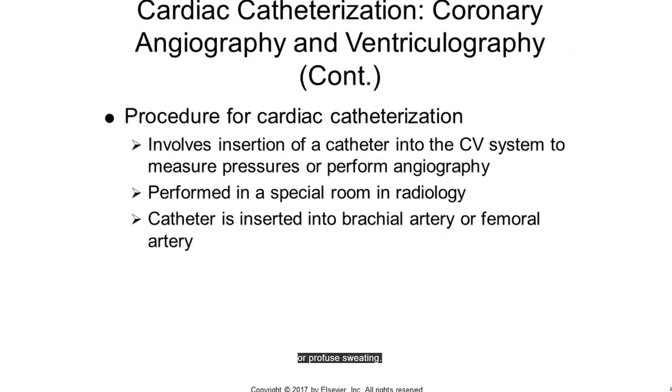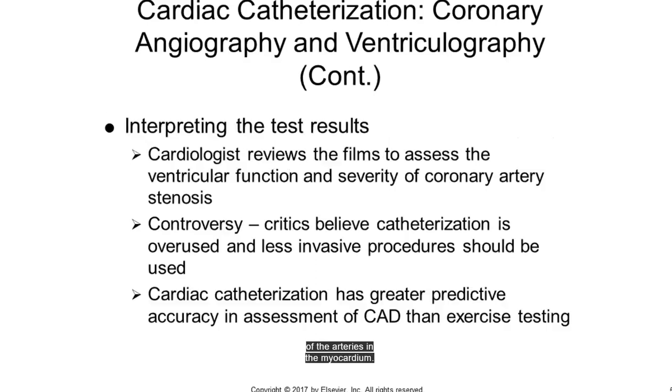profuse sweating. Catheterizations are performed in a cath lab and entail inserting a catheter into either brachial or femoral arteries and threading the catheter under fluoroscopy to the chambers of the heart. Pressures are measured in the chambers across the valves, and cardiac output is also measured. Then a contrast medium is injected into the chambers and orifices of the coronary arteries and followed and filmed to evaluate the integrity of the arteries in the myocardium. The cardiologist then interprets the results and assesses ventricular function and the severity of coronary artery stenosis. It is a better predictor of CAD than exercise testing, but is an invasive procedure with sometimes life-threatening adverse events.